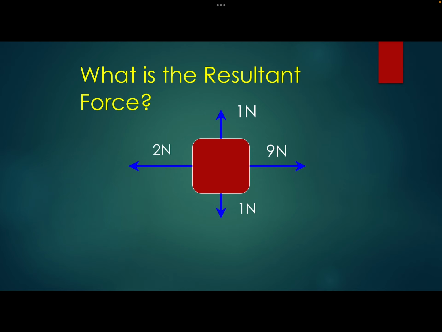Ooh, it's got more complicated. Now my tip here is to treat up and down separately to side. So treat them as 2 separate things.